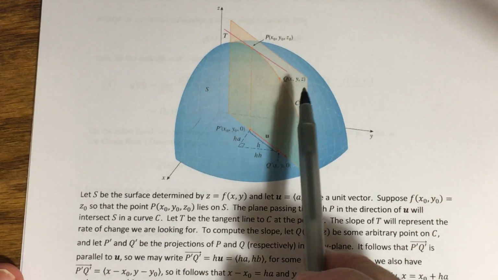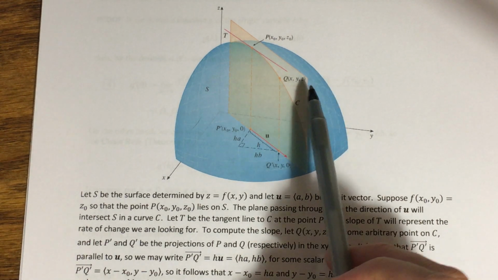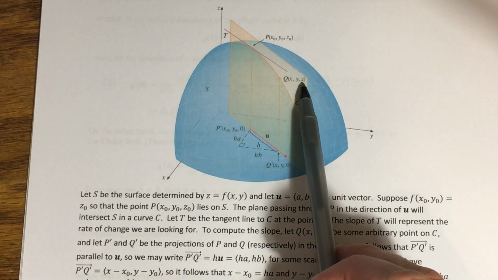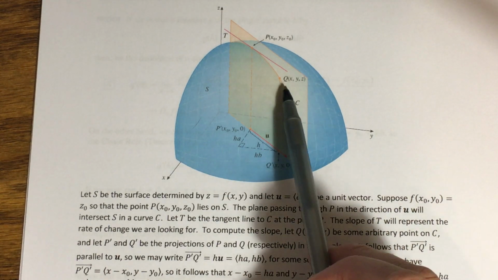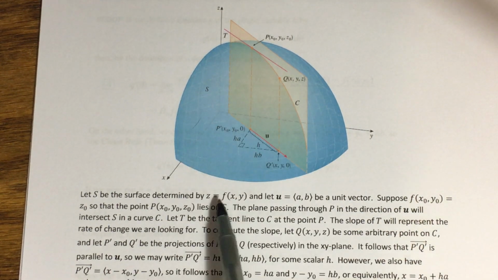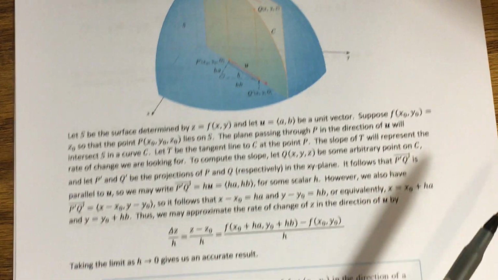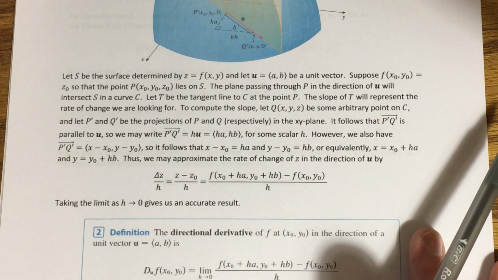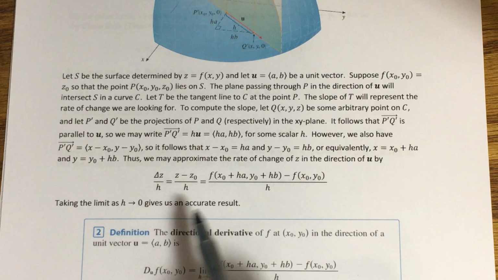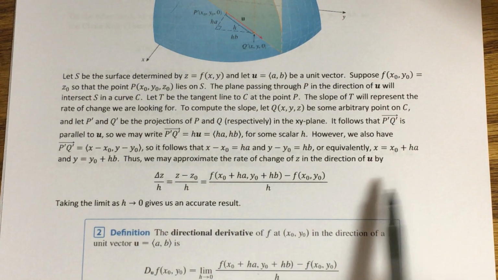Think about what that x and that y represent. Those are the x and y coordinates of the point Q. Z is what I get from plugging x and y into my function f, because notice the point Q lies on the surface determined by our function. So I could substitute in for x and y these new expressions, x naught plus ha and y naught plus hb, and plugging those into my function would give me z. That's where we're going to get this last little part right here.